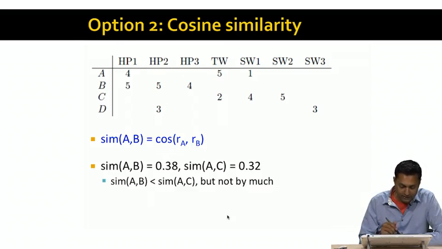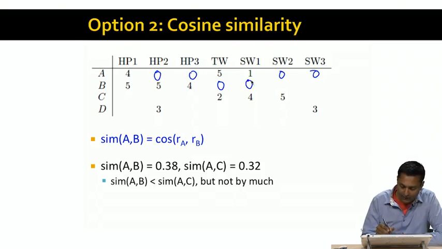Let's compute the similarity of A and B. And notice, to compute the cosine similarity, we have to insert some value for the unknown ratings. The simplest thing to do is to treat them as zeros. Suppose we treat all these unknown values here as zeros, and compute the cosine of the angle between A and B. When you do that, the cosine turns out to be 0.38. And similarly, when you compute the cosine of A and C, it turns out to be 0.32. Notice that this captures the fact that the similarity of A and B is greater than the similarity of A and C, as we wanted.